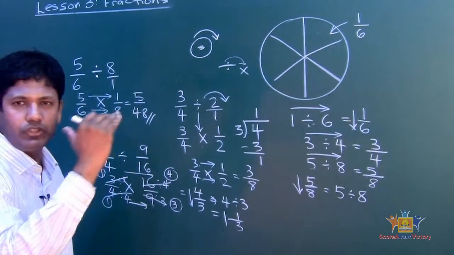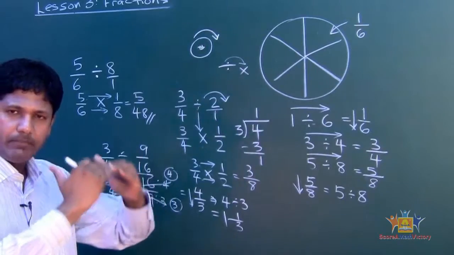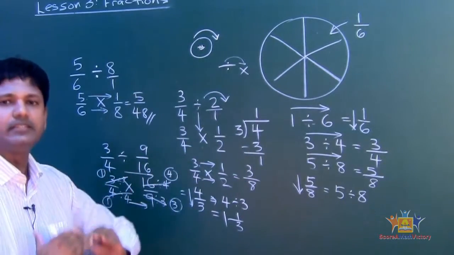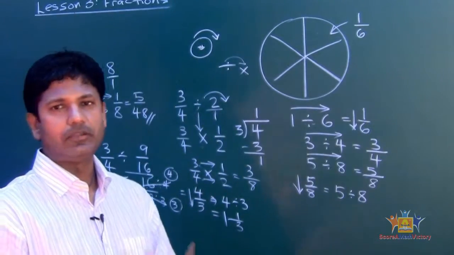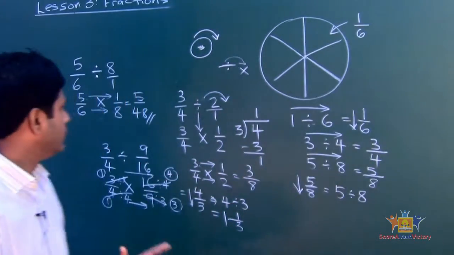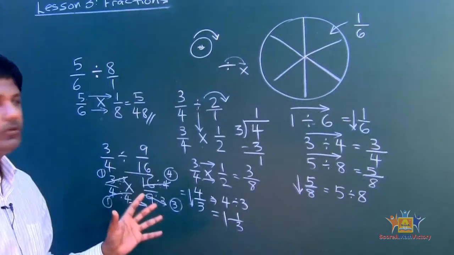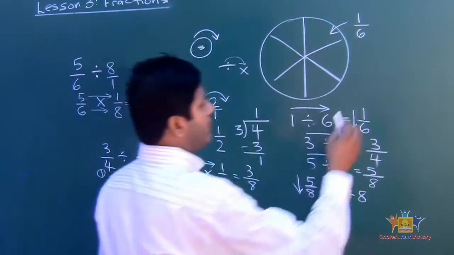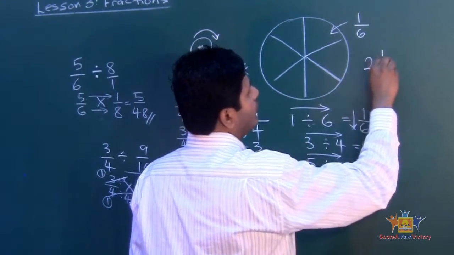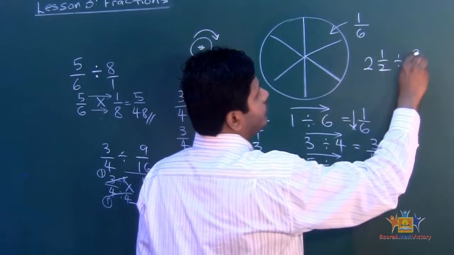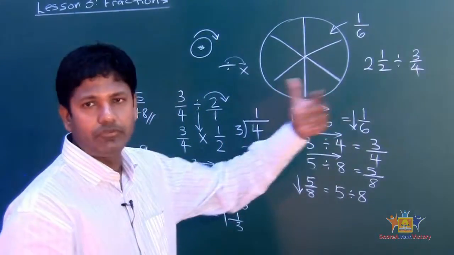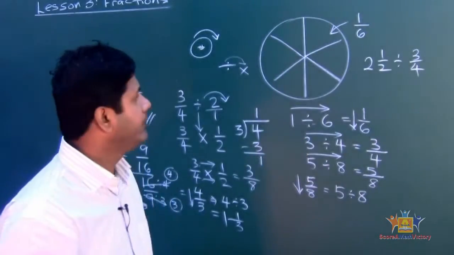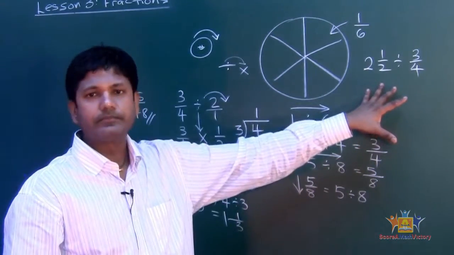See the step? Just remember the step. Understand the principle, the step. What is the step? Once you remember that, you will never make a mistake. Just apply that step. Now let's say, for example, I were to give you a mixed number, let's say 2 1/2 divided by 3/4. Doesn't matter, any fraction. So how do I do this?